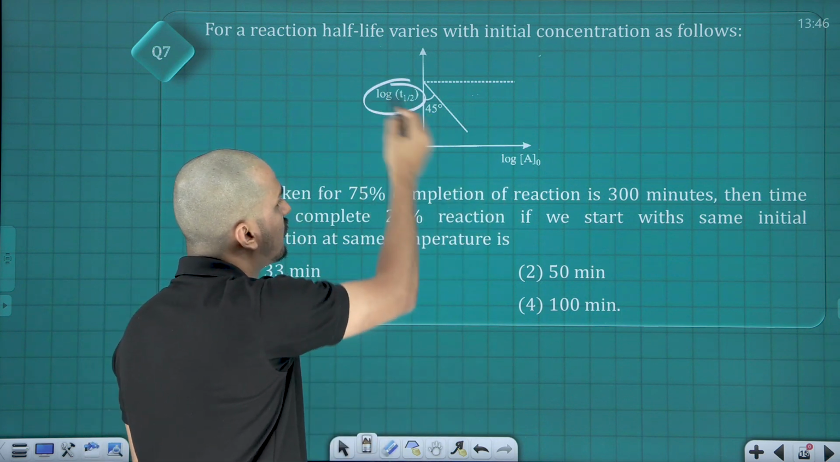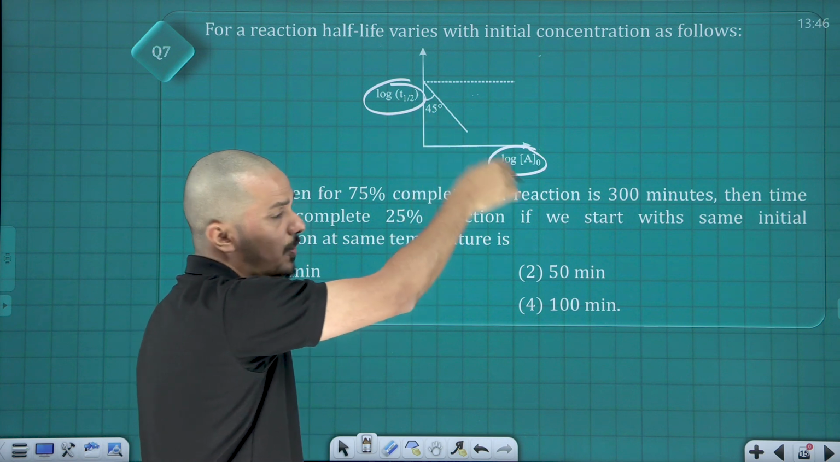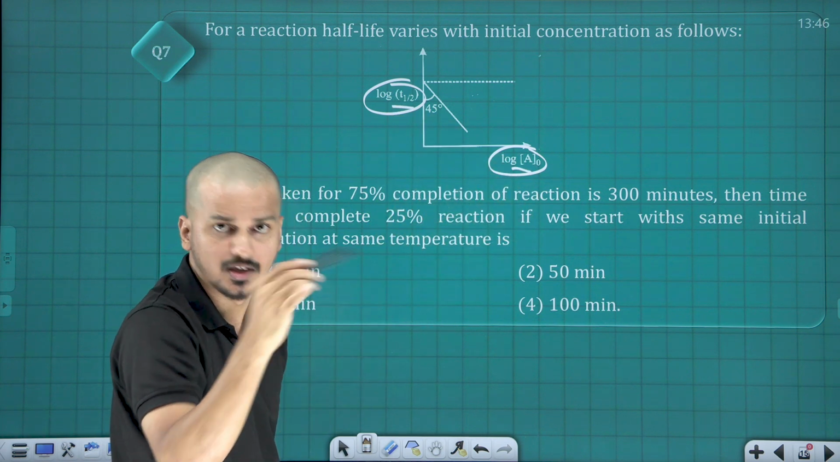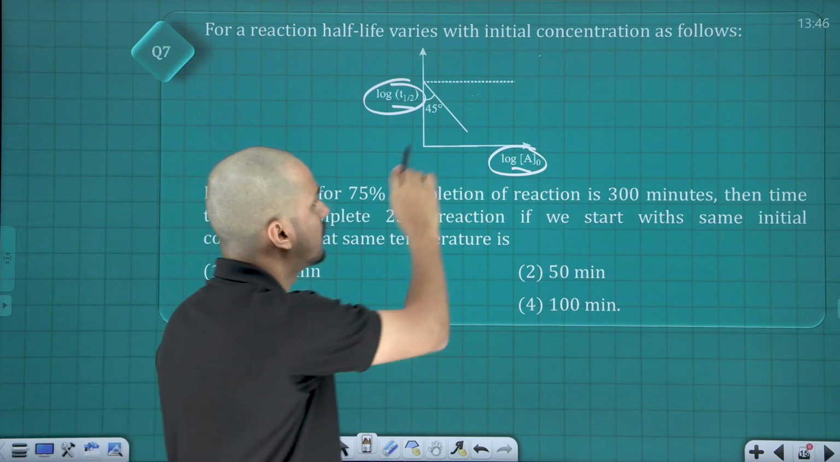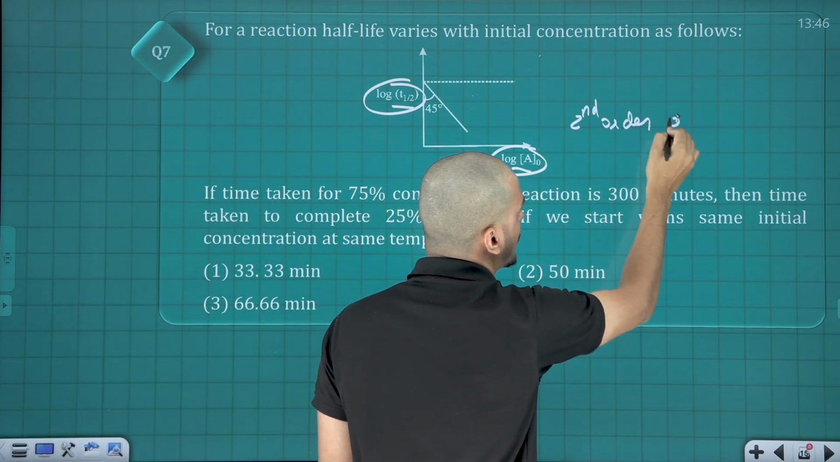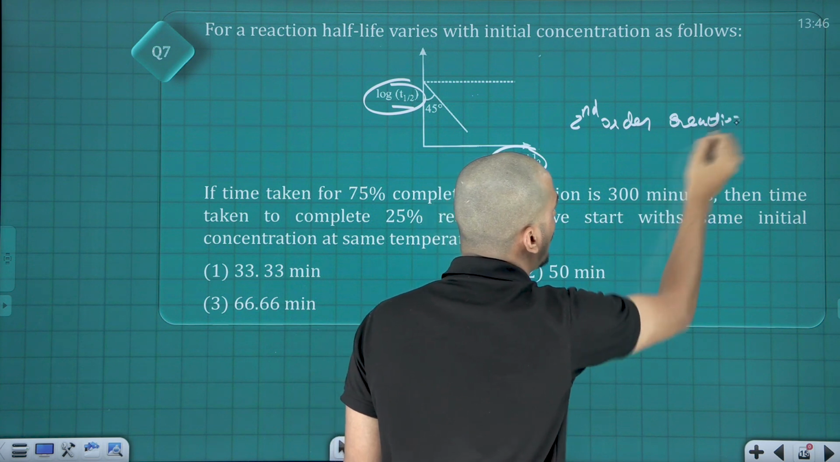Okay, log T half and log A0 are inversely proportional. That means T half and A0 are inversely proportional, in which case it is a second order reaction. So from that we can understand the idea: it's a second order reaction. That idea you must understand.